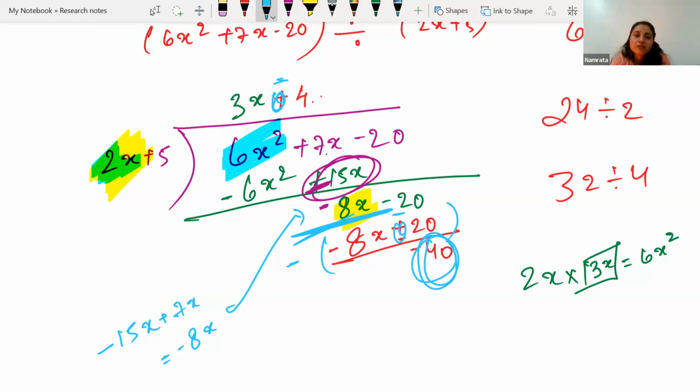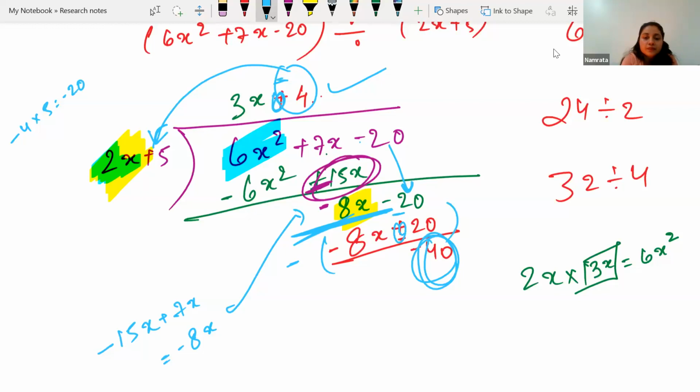Ma'am, how did the minus 20 come there? Our quotient answer is x minus 4. How did minus 20 come there? It was minus 20 over here. I have copy pasted it over here. And then this minus 4 I have taken. Minus 4 multiplied with 5. Minus 4 into 5 became minus 20.